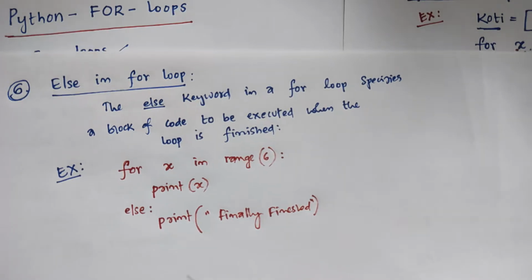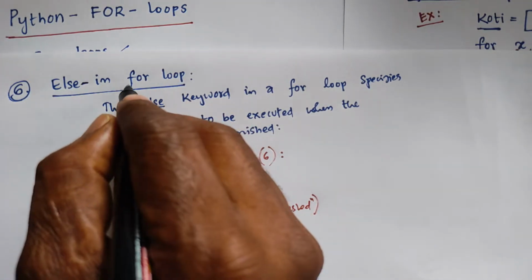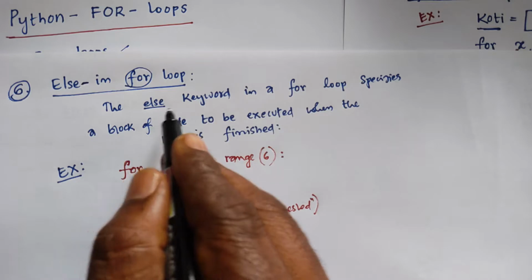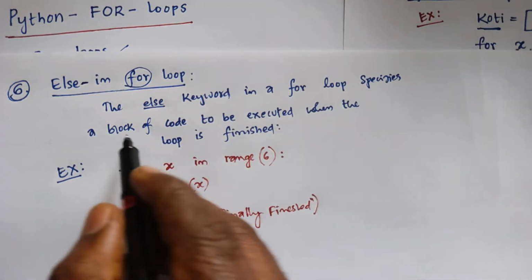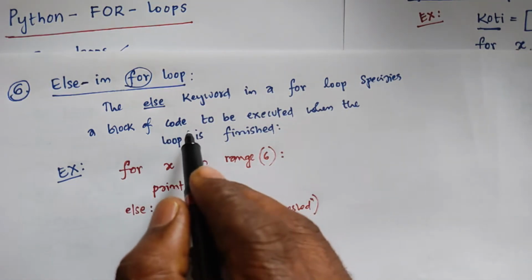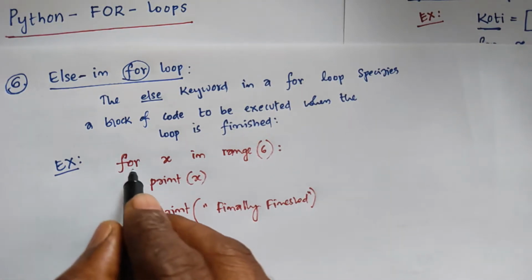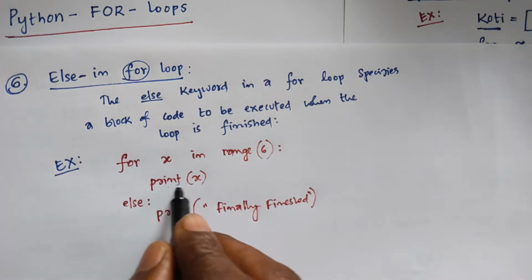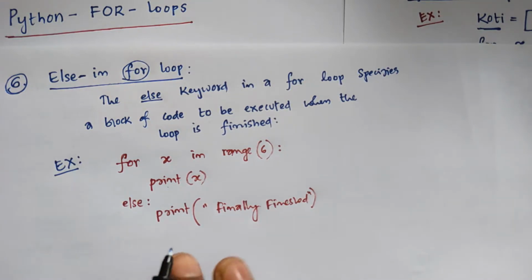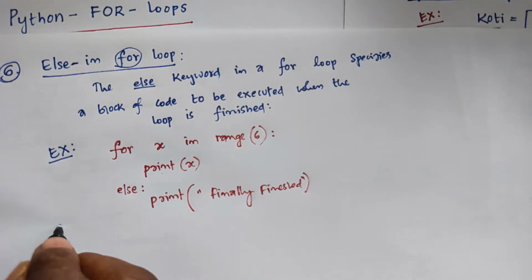The next one is the else instruction in a for loop. The else keyword in a for loop specifies a block of code to be executed when the loop is finished. For example, for x in range(6): print x, else print "finally finished". So what is the meaning of this output?